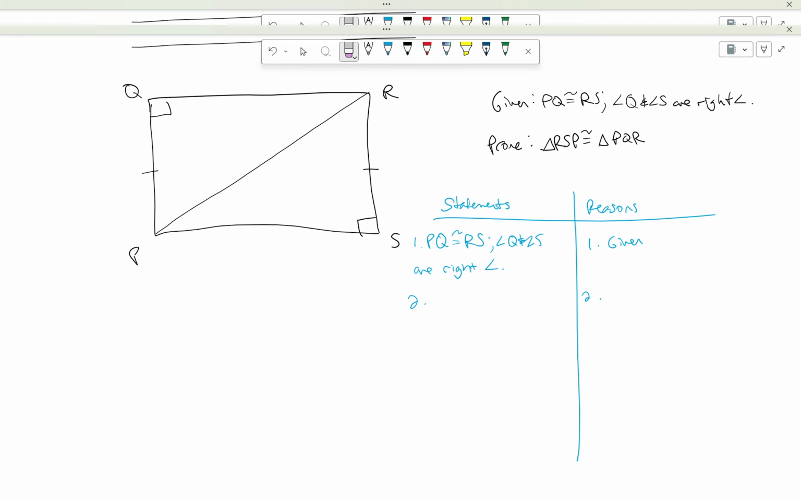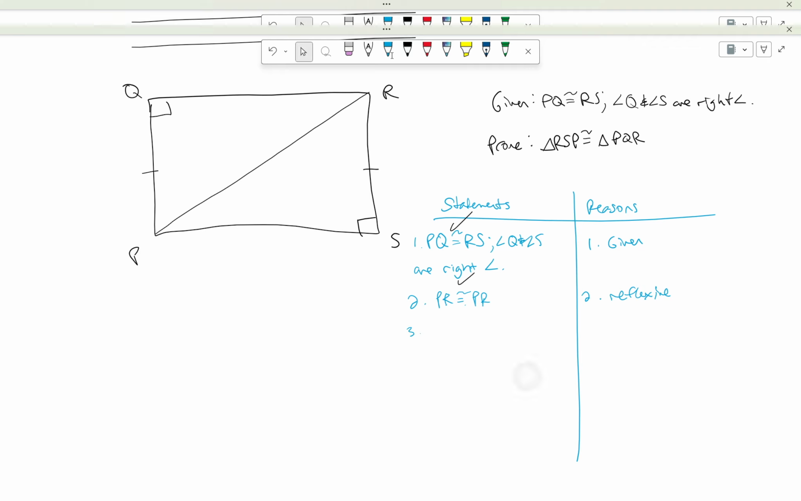Now, what else do we know about this? Well, think about what they both share. Don't they both share this side, right? So then we're going to, of course, say that PR is congruent to itself because it's shared by both triangles, and that's going to be reflexive. Moreover, now I have how many sets of congruent parts? I have this and this. So I have two of my sides.